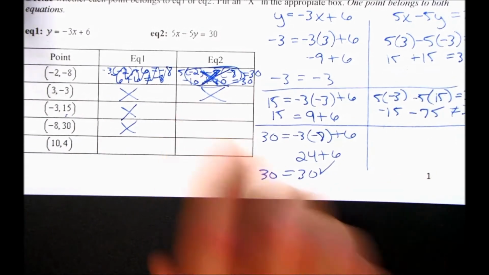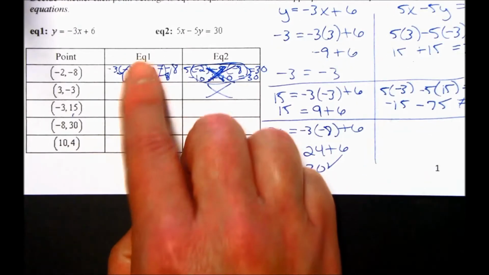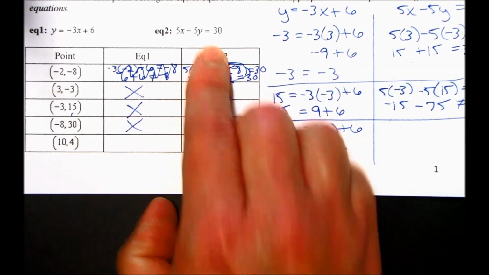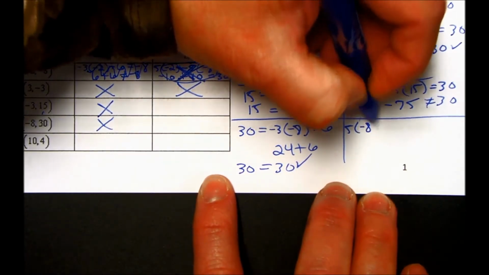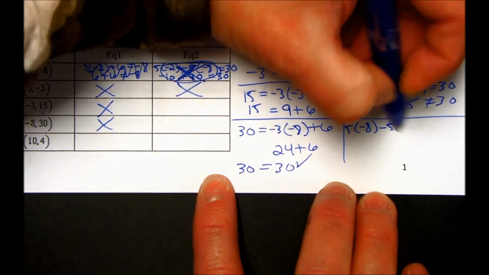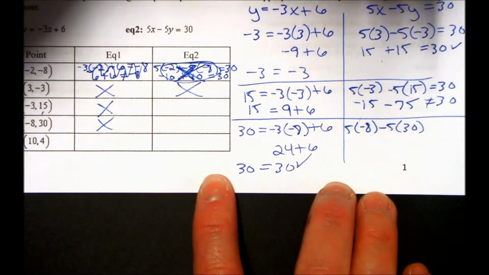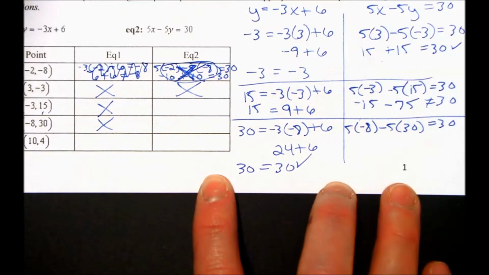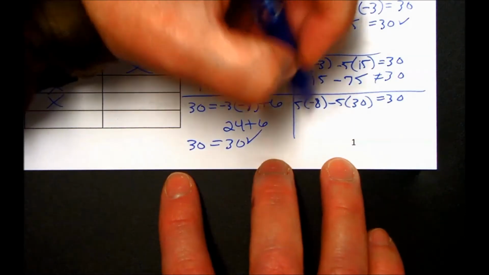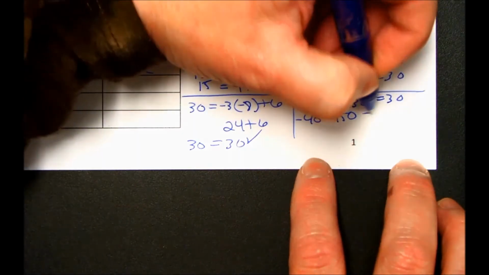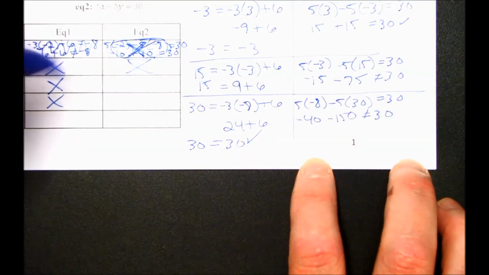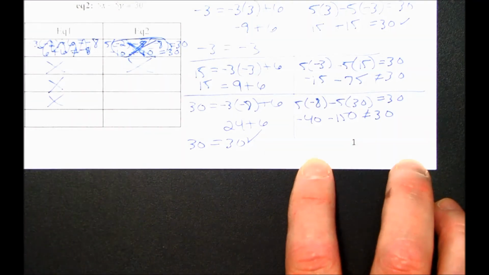Now we're going to substitute in equation 2. So the -8 goes in place of x, the 30 goes in place of y. So 5 times -8 minus 5 times 30. Does that equal 30? I'm guessing it's not going to, because this is a -40 and that's a -150, which will give us -190. So that does not equal 30. So do not put an x in that box.